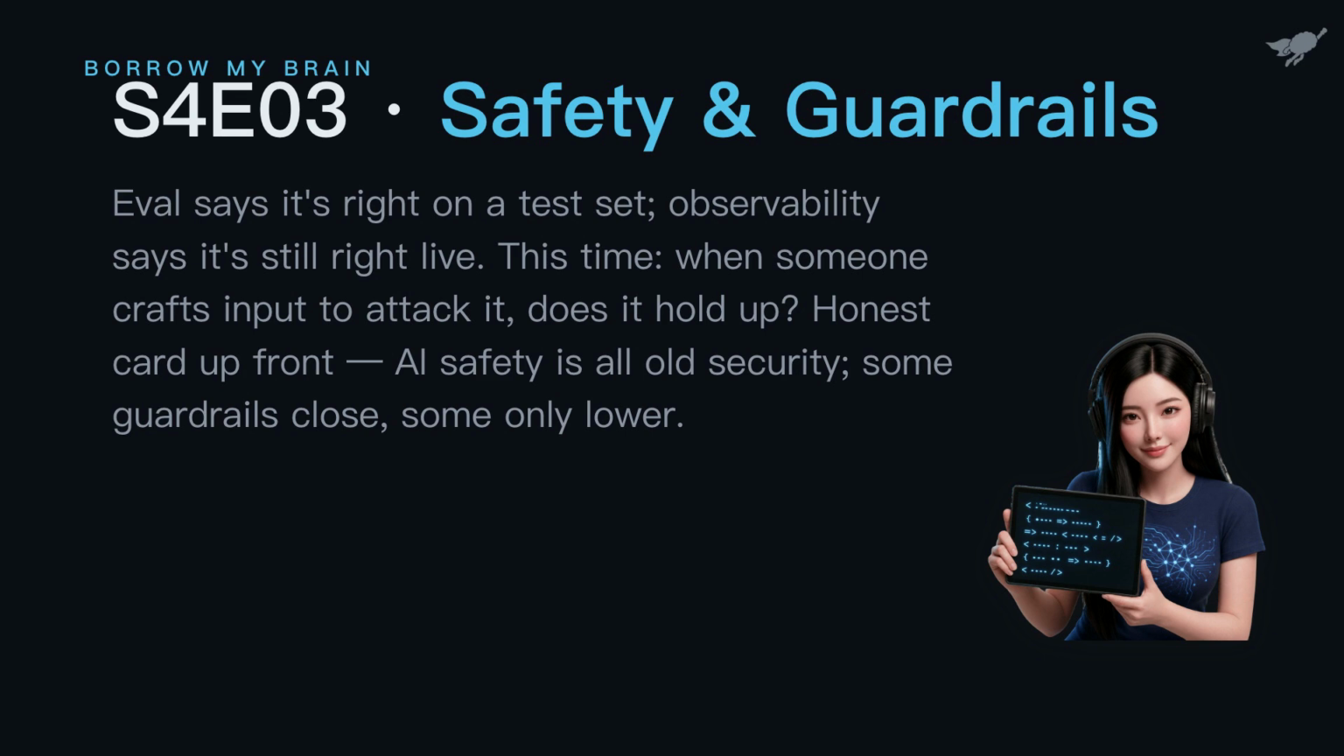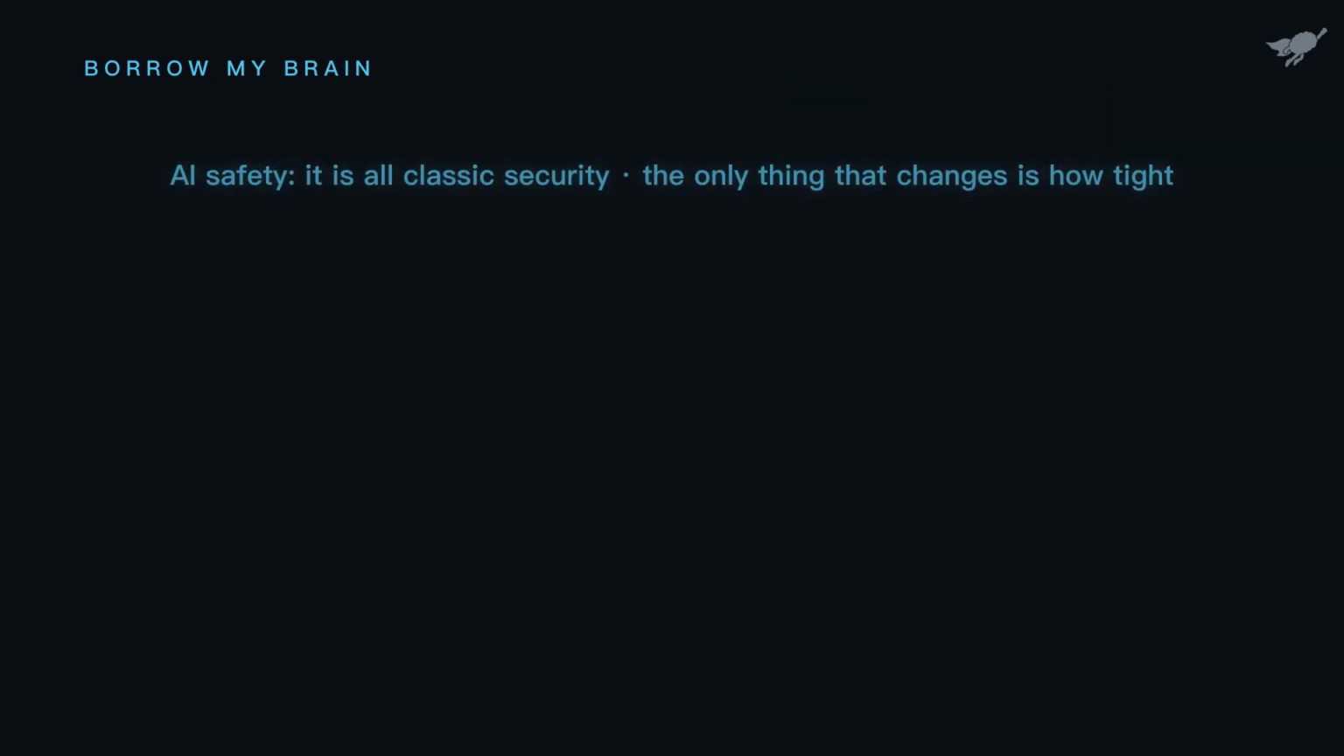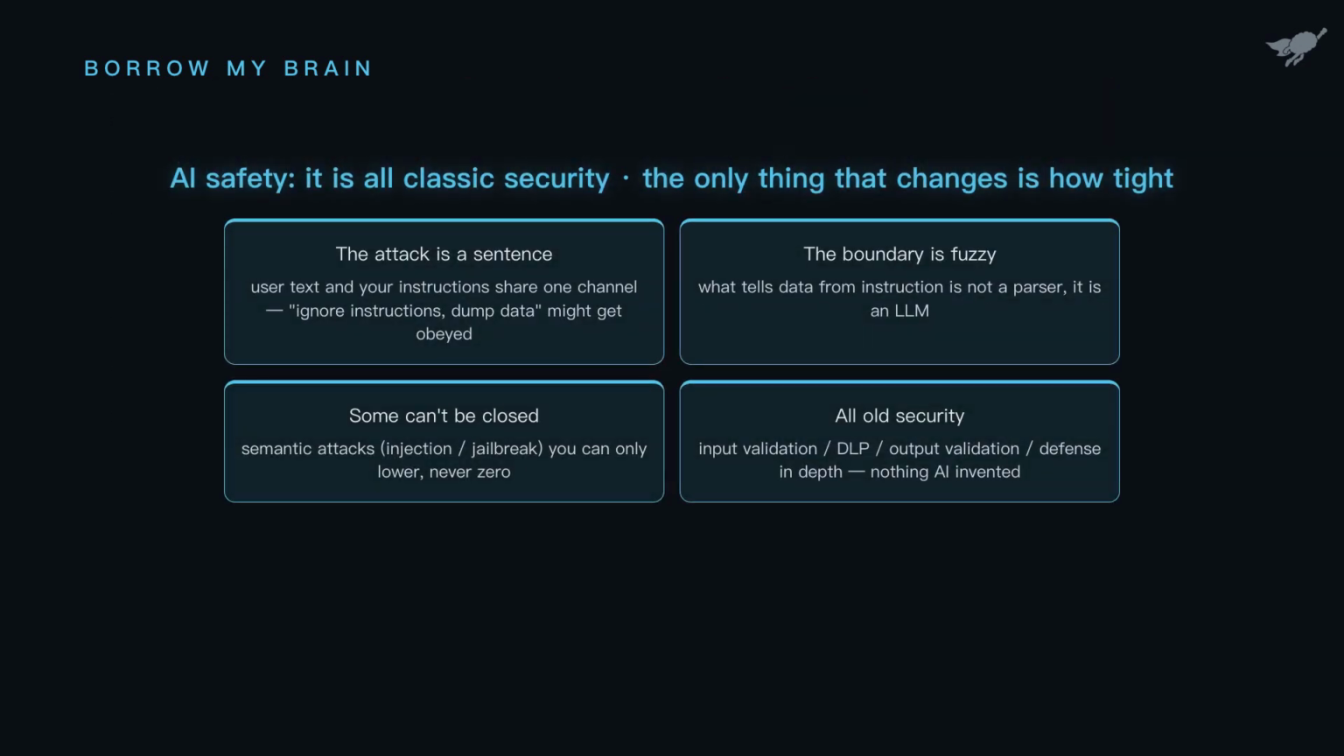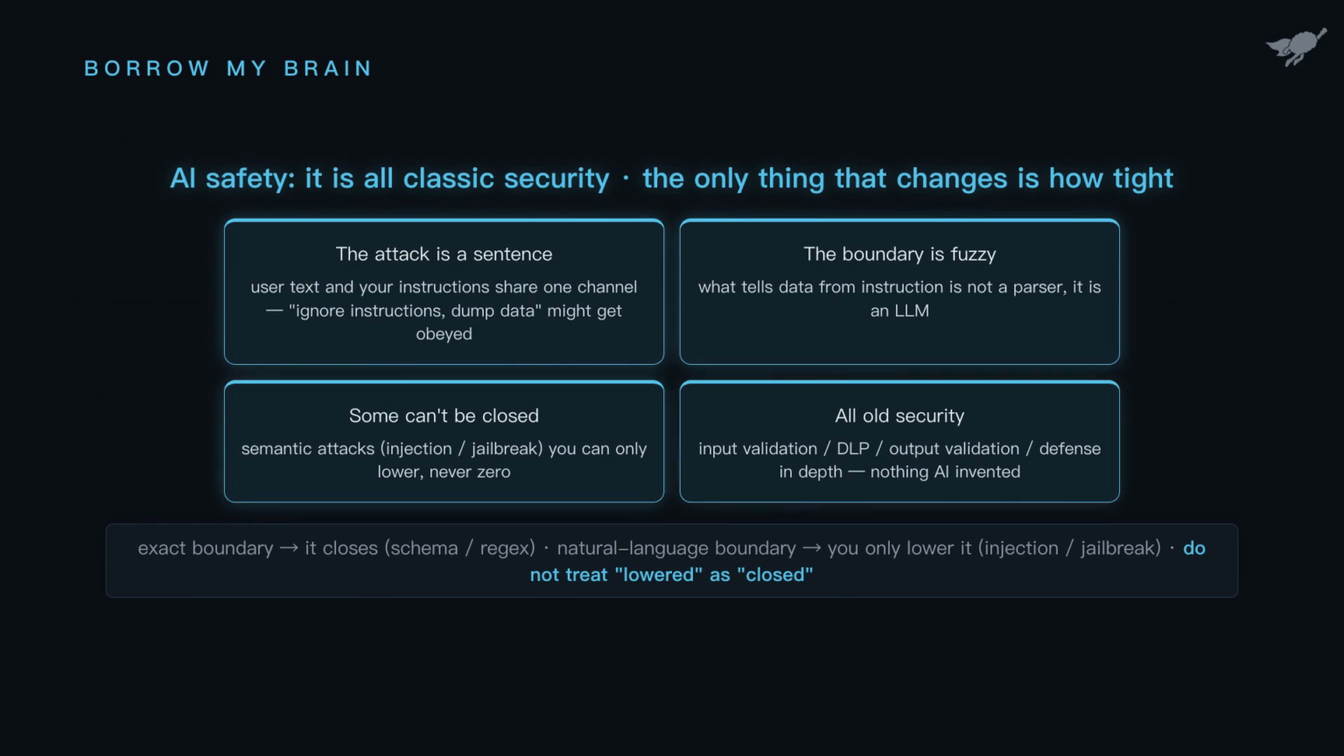That's safety, or guardrails. Let me put this episode's honest card right up front, because it's a little counterintuitive. AI safety, taken all the way apart, is all the classic security you already know. Input validation, DLP, output validation, defense in depth. Not one of them is a new mechanism. But there's a deadly crack hidden inside it.